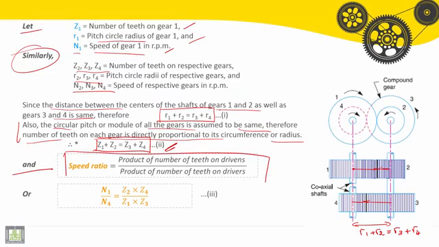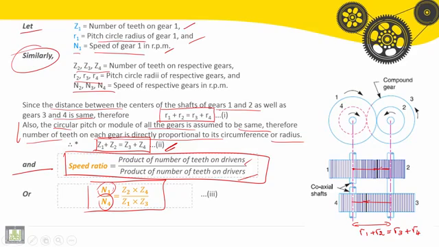Here we'll find the speed ratio. It is the product of the number of teeth on the drivens divided by the product of the number of teeth on the drivers. So the speed ratio, the speed of the first gear divided by the speed of the last gear, is equal to the product of the number of teeth on the drivens. The drivens here are number 2 and number 4, divided by Z1 multiplied by Z3.